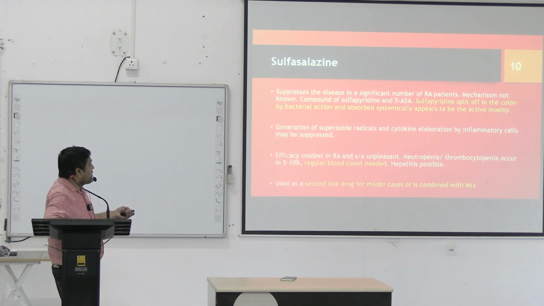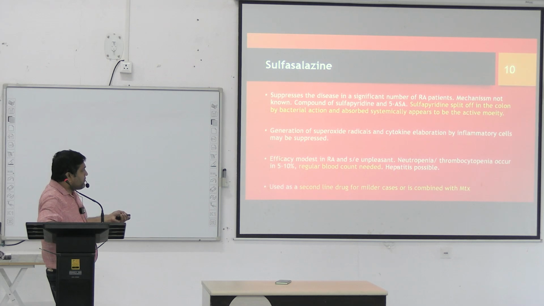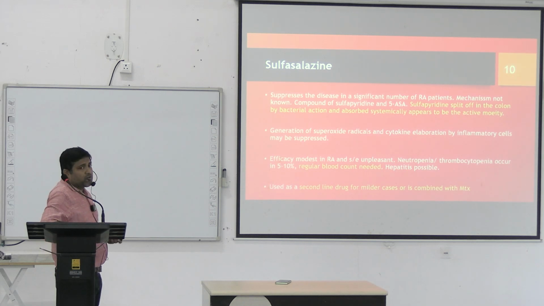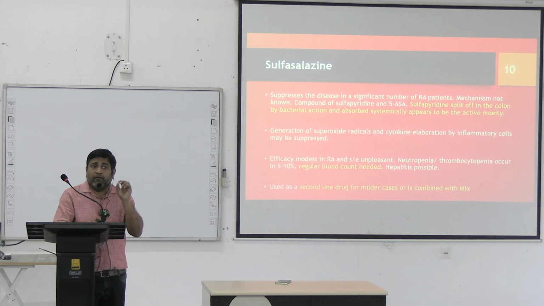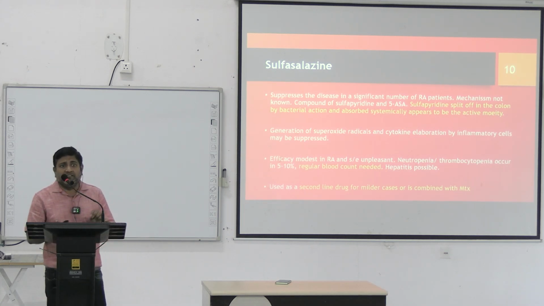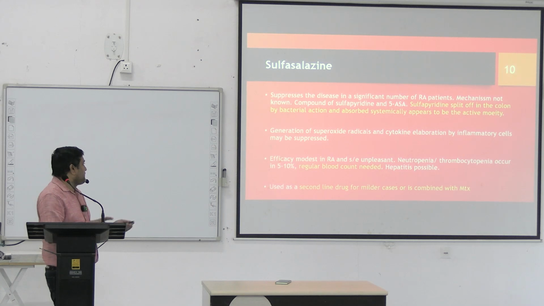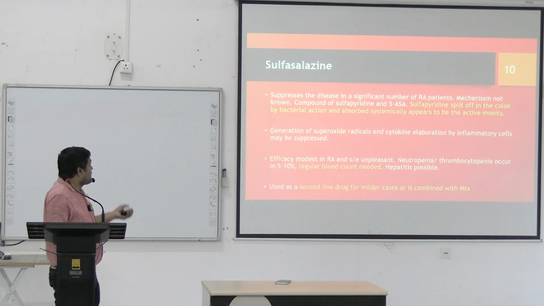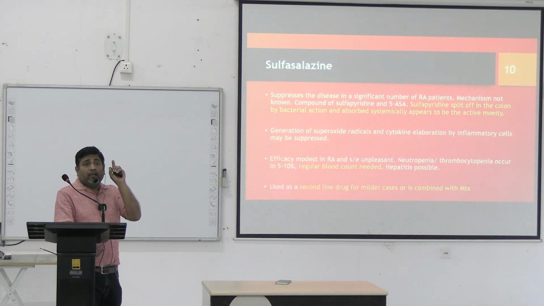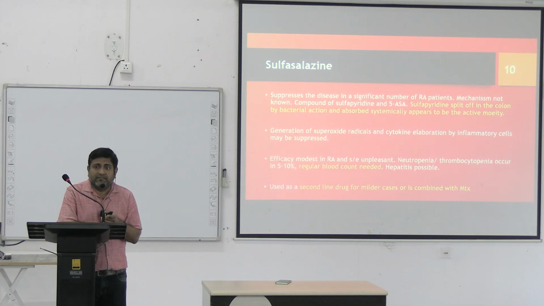Efficacy is modest in rheumatoid arthritis and side effects are unpleasant. Neutropenia, thrombocytopenia may be seen in some group of patients. So, regular blood count is necessary in patients receiving sulfasalazine, used as a second line drug for milder cases or may be combined with methotrexate. Sulfasalazine is also used in inflammatory bowel disease.